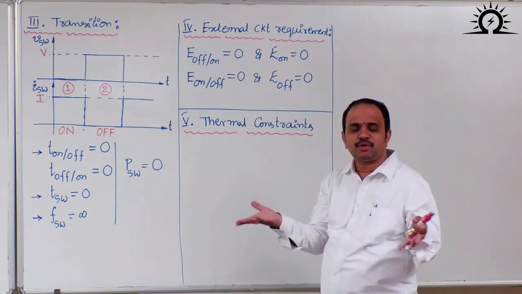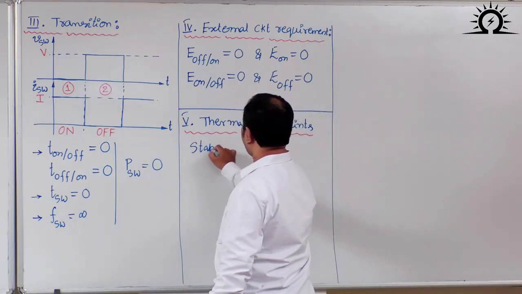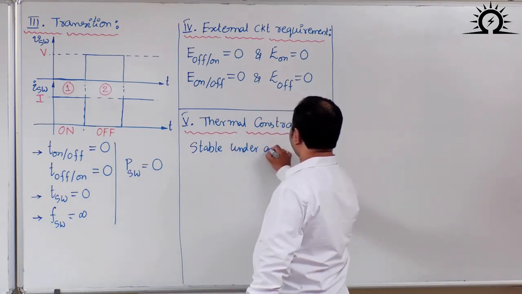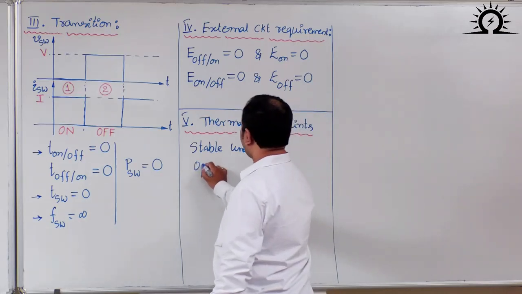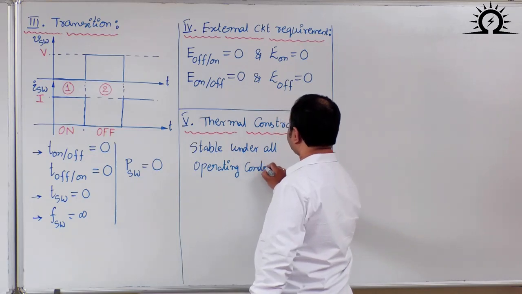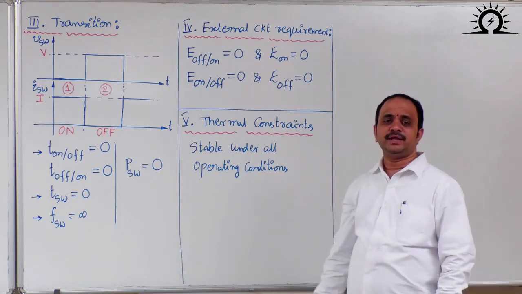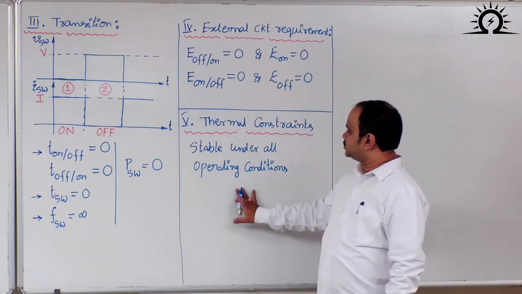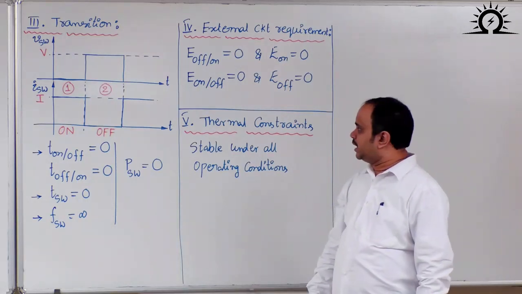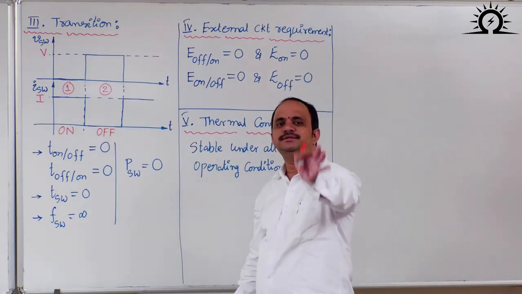When there is no heat produced from the switch operation, we can say that from thermal point of view, the switch operation is stable under all operating conditions. Thermally stable under all operating conditions. Okay, so these are 5 properties of the switch. Now we can consolidate all of these 5 properties in one simple diagram.